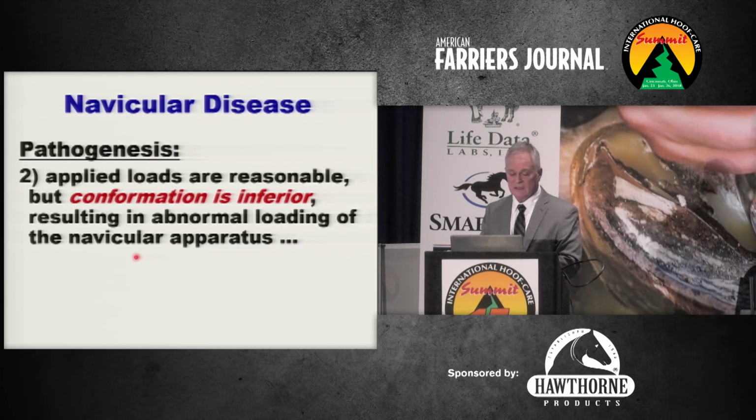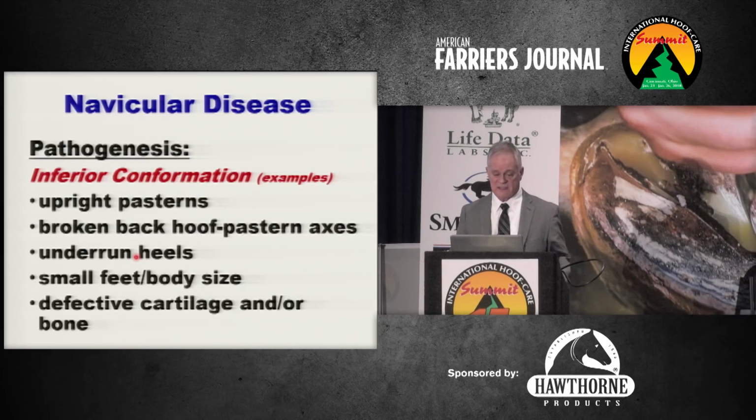Okay, so that's one scenario I'm painting for you. The second would be where all the loads seem reasonable, but the conformation is inferior, and it's the conformation that results in abnormal loading of the navicular apparatus. So, again, just examples that I believe will increase the trauma to the navicular apparatus: horses with very straight pasterns, horses with broken back hoof pastern axes, underrun heels. I think that just moves the load that the horse receives, palmarly. Again, horses with large body masses but small feet.